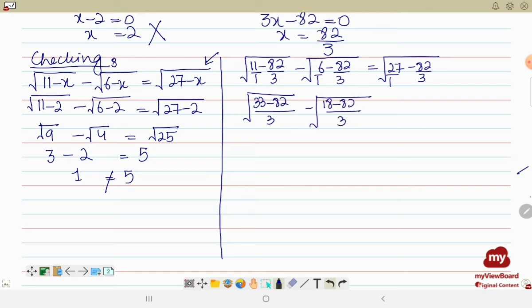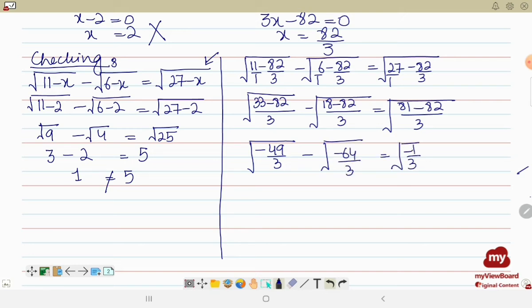18 minus 82, and here again we are having this thing, and it will become 81 minus 82. So let's quickly solve it. Minus 49 by 3. From here we have minus 64 by 3, and here we have minus 1 by 3. Let's open up the square root. Square root of minus 1 as well. So the value of square root of minus 1 is iota, and when we open up the square root of 49, we have 7. So it will become 7 iota by square root 3.